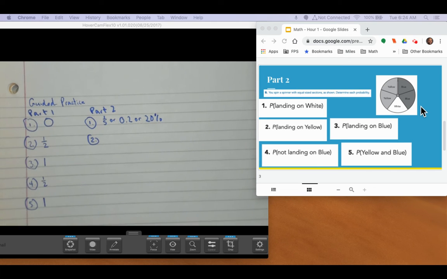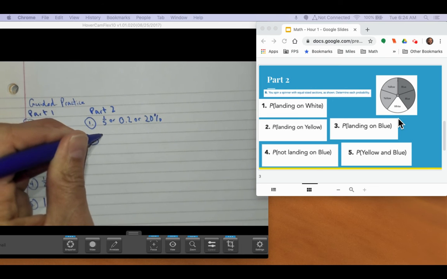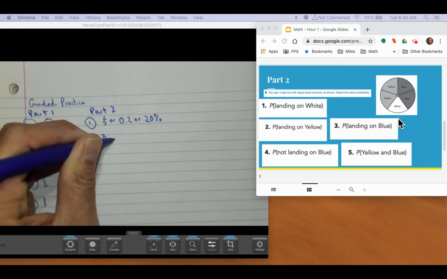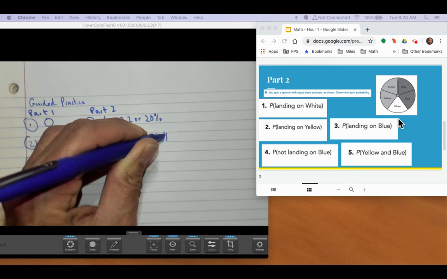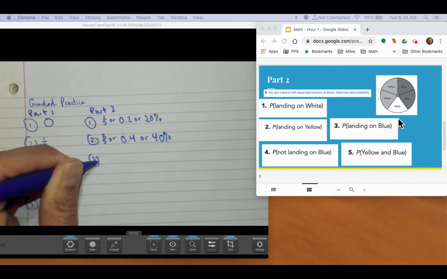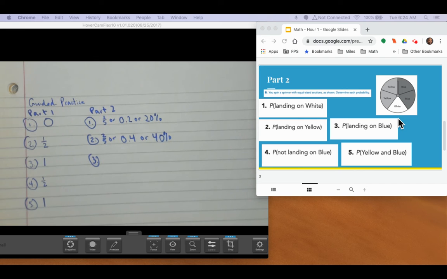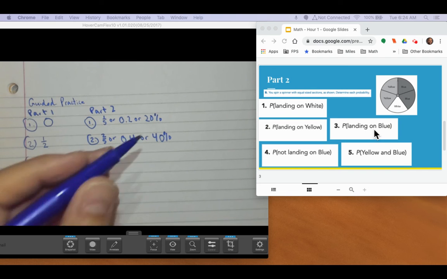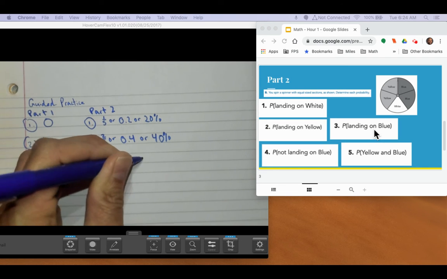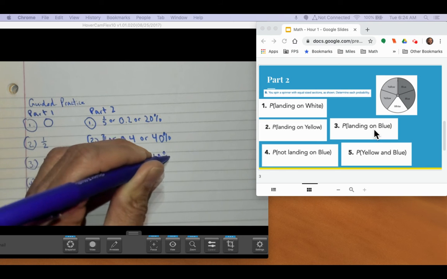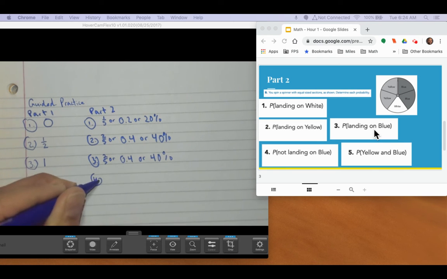Number 2, pause it. When you're ready, play it again. There is a 2 in 5 chance, which is the same as 4/10, which is the same as 40%. Pause it. Answer 3. For probability of landing on blue, there is a 2 in 5 chance, which is 4/10 or 40%. Pause it. Answer 4.